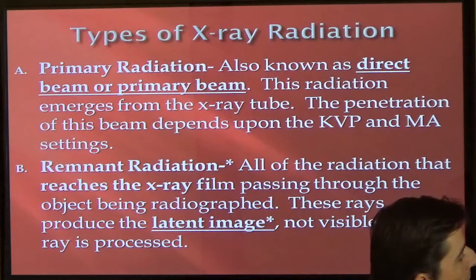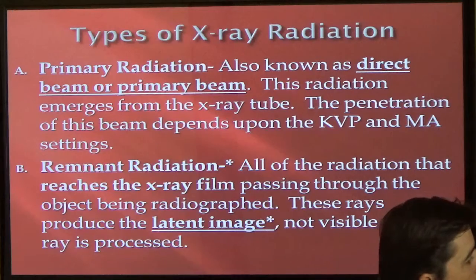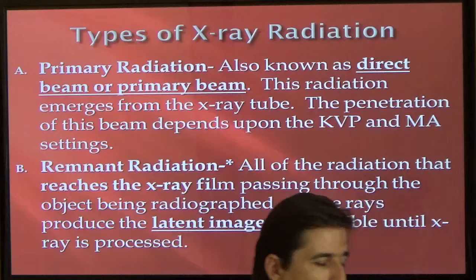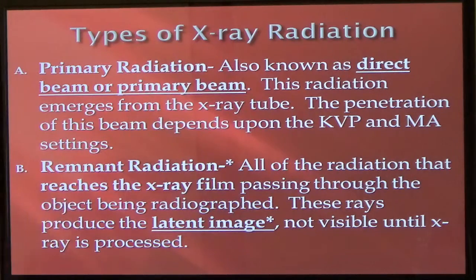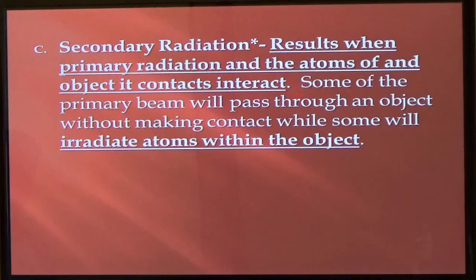So what's left over, basically, is remnant radiation, and then it produces a latent image. Latent meaning that you can't see it. It's kind of like in a dormant phase until you process it and you can see it. Then it's a live image. But again, we'll cover secondary right now. It results when primary radiation and the atoms of the object contact and interact. Some of the primary beam will pass through without making contact, while some will irradiate atoms of the object.